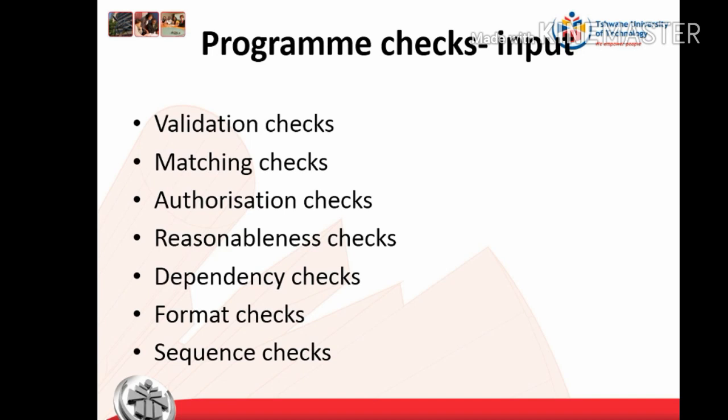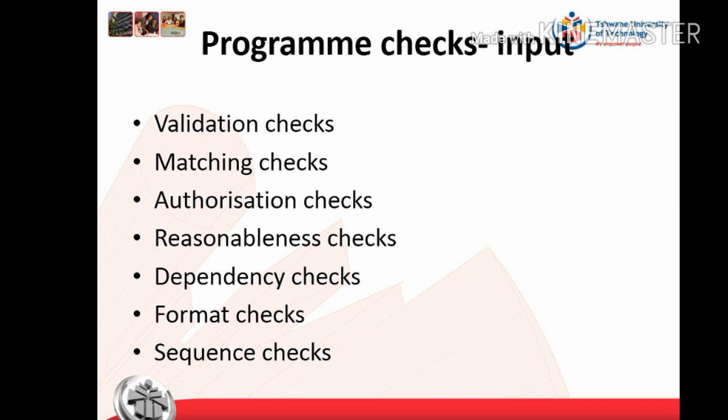So we have program checks for input. We talk about validation checks, matching checks, authorization checks, reasonableness checks, dependency checks, format checks, sequence tests. The other one that I should put here is mandatory field. Now, the definitions of these are also there in the textbook. If you have a problem understanding these terms, please refer to your textbook under chapter 8 to learn the definitions of these program checks.